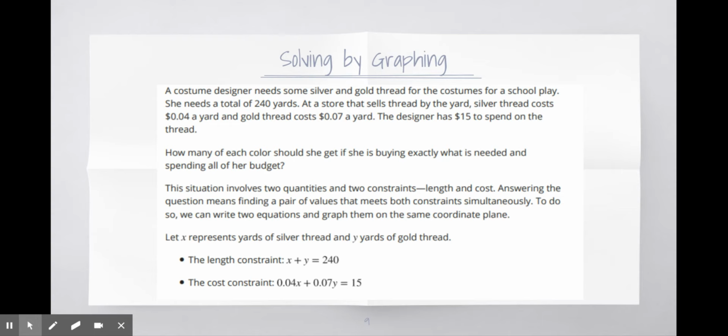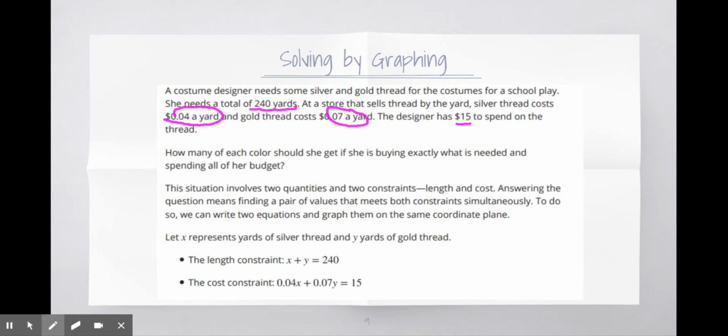At a store, she buys thread by the yard. Silver thread costs 4 cents a yard. We have quantity there. Gold thread costs 7 cents a yard. And we have this other constraint: the designer has $15 to spend on the thread. How many of each color should she get if she's buying exactly what is needed and spending all of her budget? So answering the question here means finding a pair of values that meets both constraints simultaneously.